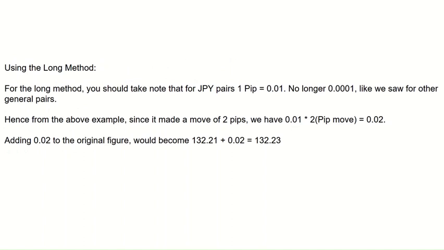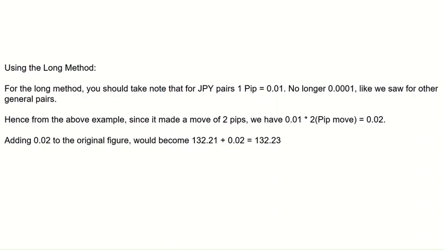So using the long but more appropriate method, it is not just long for any reason. It is long for a reason because it is the more appropriate method. You can use the short method, but you have to know the long method also. So for the long method, you should take note that for JPY pairs, 1 pip is 0.01 and no longer 0.0001, like I've said earlier. In the previous examples, the standard for 1 pip move is 0.0001. But now for JPY pairs, I told you we start calculating them from the second decimal place digit. So the standard for 1 pip move for JPY pairs is 0.01.